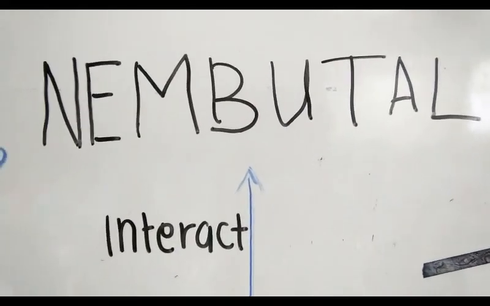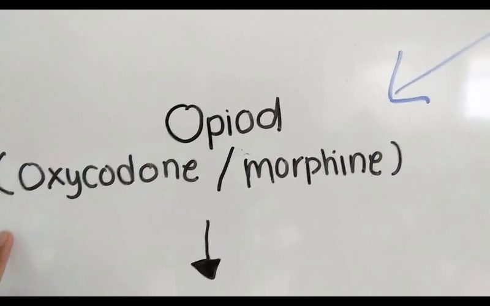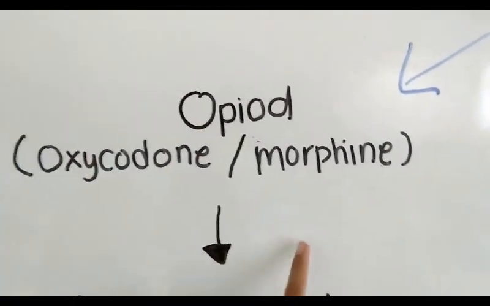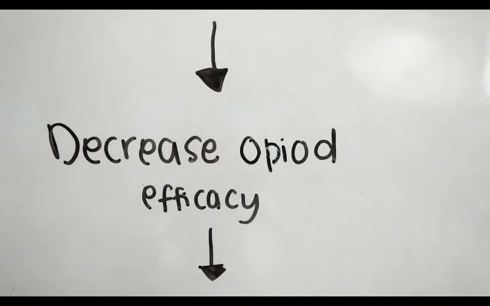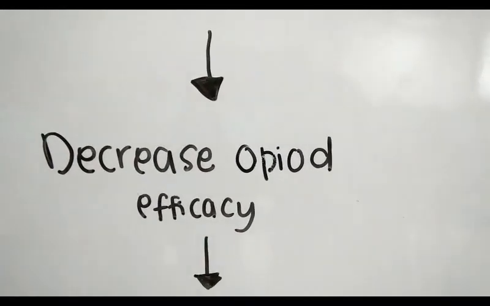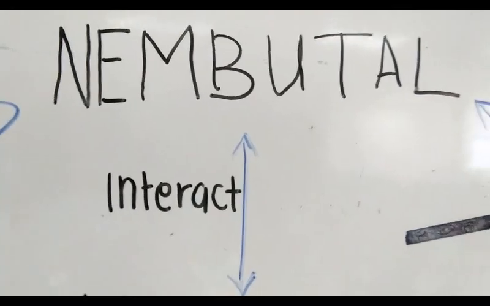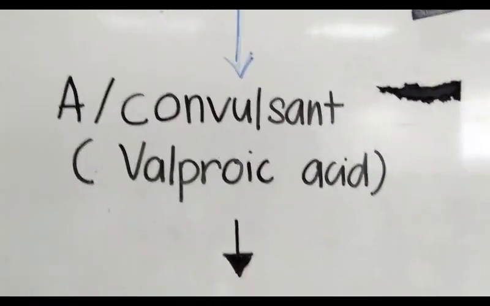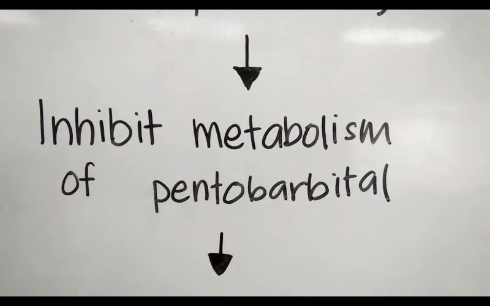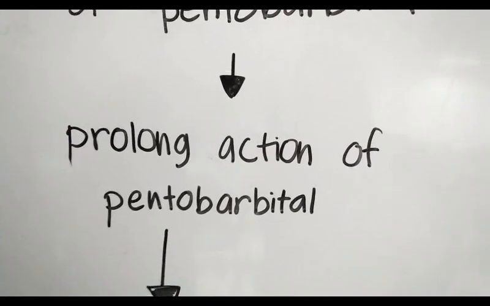The possible drug interactions that will exacerbate the condition of the horse are, first, the interaction between Nembutal and opioids, for example oxycodone and morphine. The interaction will lead to decreased opioid efficacy in relieving pain, and thus results in a withdrawal syndrome. Next, the interaction between Nembutal and anticonvulsants like valproic acid. Valproic acid will inhibit the metabolism of pentobarbital, thus it will prolong the action of pentobarbital.